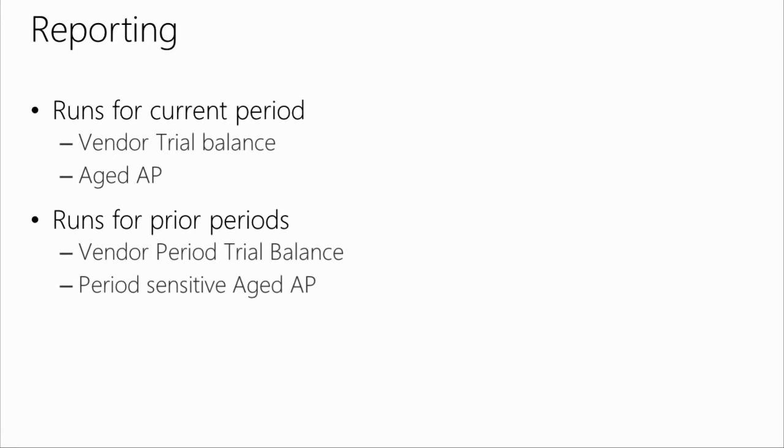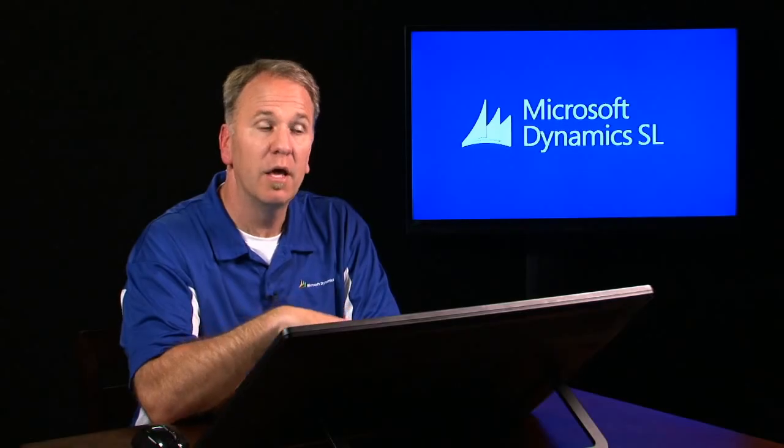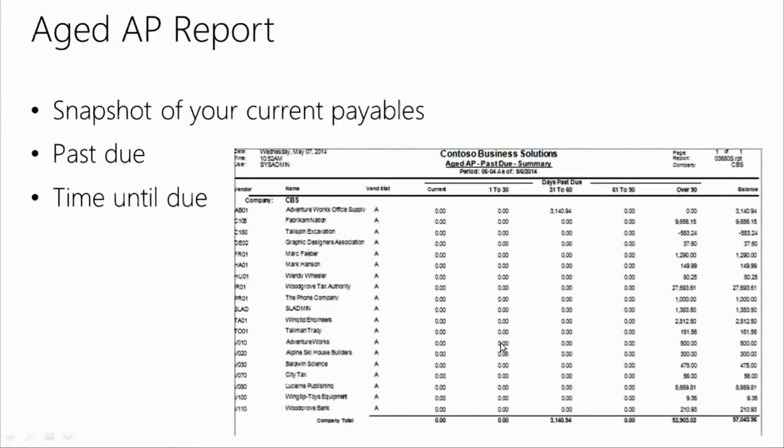So for example, the vendor trial balance and the aged AP reports are going to run just for the current period. But when you're running for prior periods, you can actually run the vendor period trial balance or the period sensitive aged AP, and that'll give you information for prior periods as well. So that's one thing to keep in mind when you're running these reports. Let's take a look at some of these and some of the information you can get.